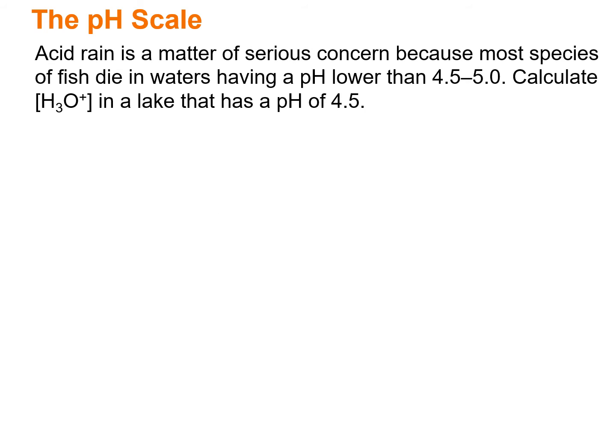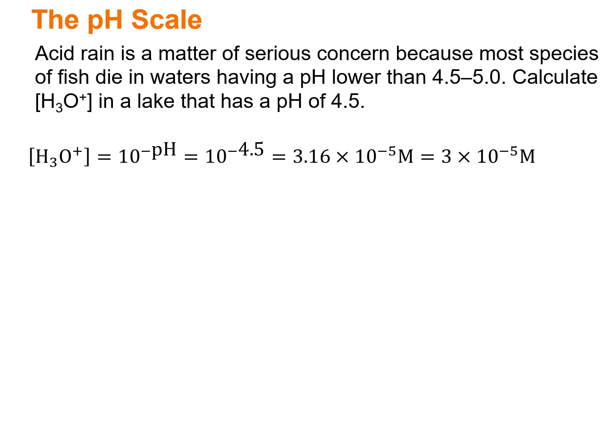So let's look at acid rain. If we were doing a problem with acid rain, it says that is a matter of serious concern because most species of fish die in waters having a pH lower than 4.5 to 5. It says calculate the hydronium ion concentration in a lake that has a pH of 4.5. So this is when we're going to want to use that 10 to the minus pH. So we end up with 10 to the minus 4.5.